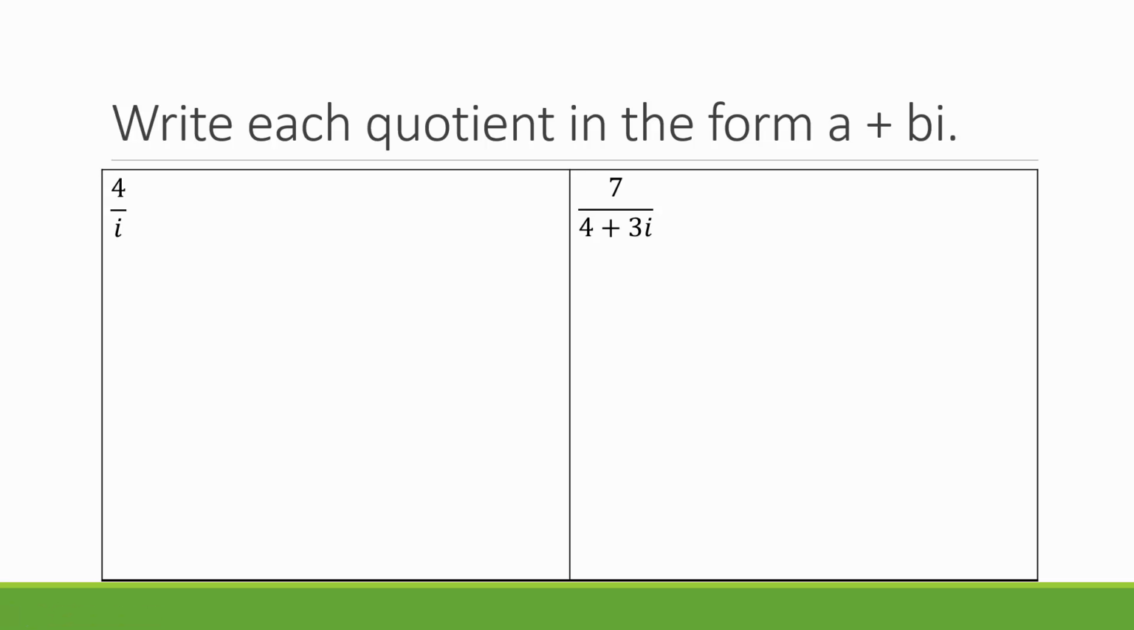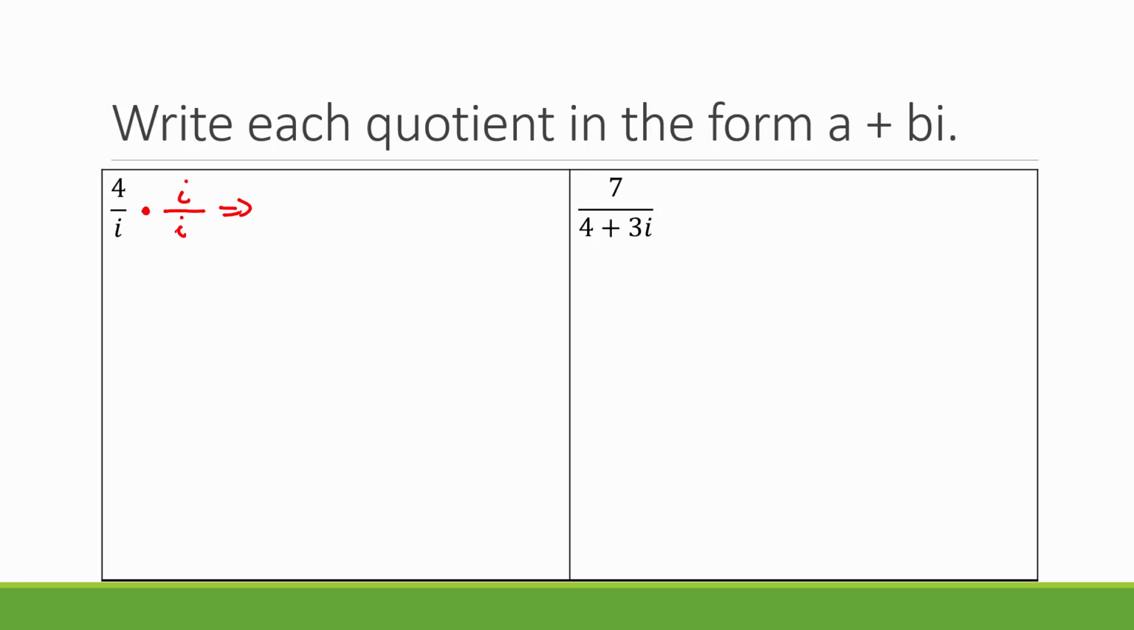Okay, how about 4 over I? Well, we don't want to leave an I in our denominator, so if we can make that into I squared, then we know it will change into the number negative 1. So let's multiply by I, because I times I is I squared. Now remember, whatever you do to your denominator, you need to multiply the same thing in your numerator. So let's multiply 4 over I times I over I.